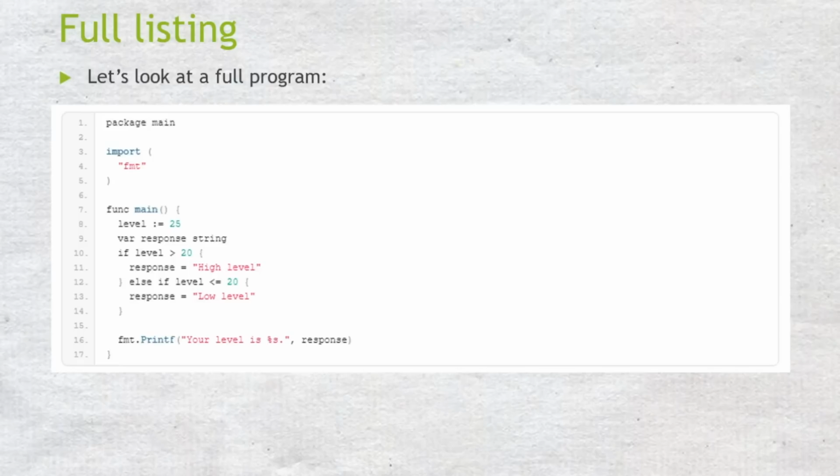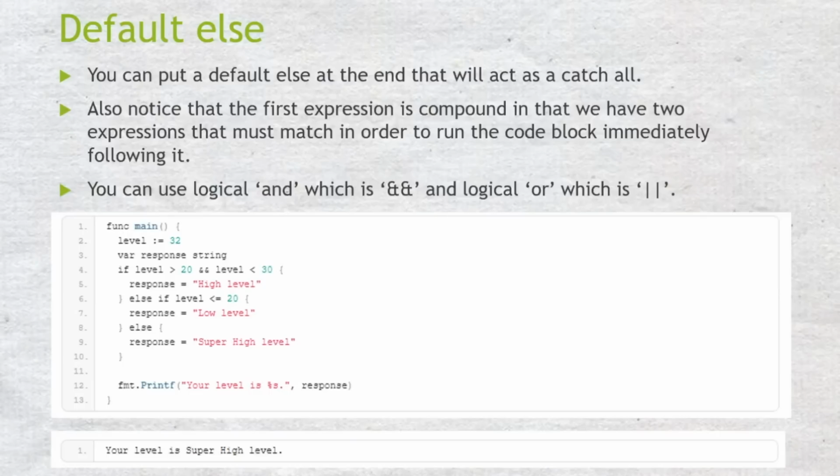In our function main, we configure a variable named level, and we set that to a value of 25. We create another variable called response, which is going to be a string. And here we're going to do some testing. So here we have if level is greater than 20, which in our case it is, so it'll run this block here. It'll be response equals high level. We're going to set our response to high level if our level is greater than 20, which ours is. If it weren't, then the next part would hit, and that's the else. If level is less than or equal to 20, it would set the response to low level. Then we close out of that if statement. Then we use fmt.Printf to print out what our level is.